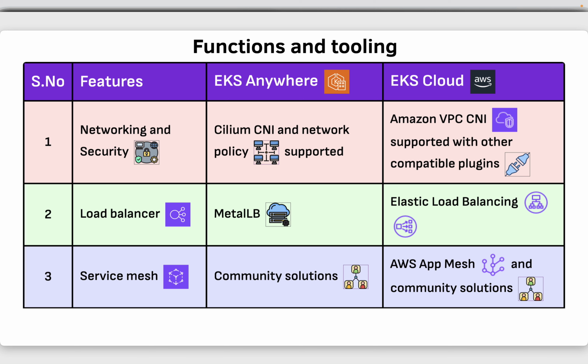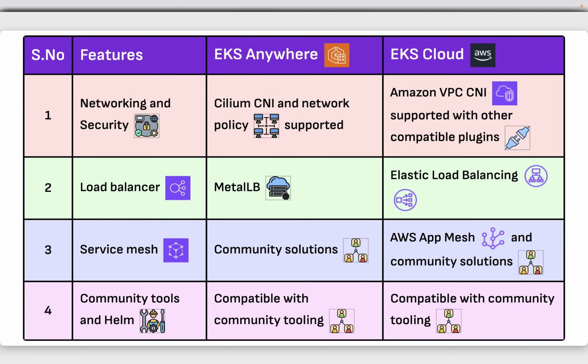Then for service mesh, we have community solutions for EKS Anywhere. For AWS Cloud, we have a couple of options. We have one service or component called AWS App Mesh, and all the community provided solutions also. And lastly, community tools and Helm support. EKS Anywhere is compatible with community tooling, and same for EKS Cloud. Both are the same in this area.